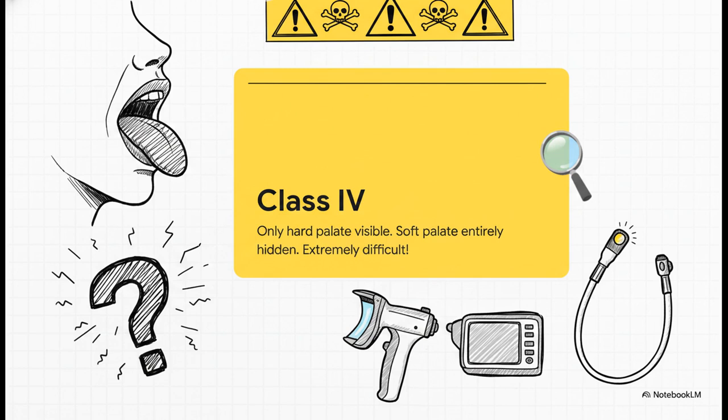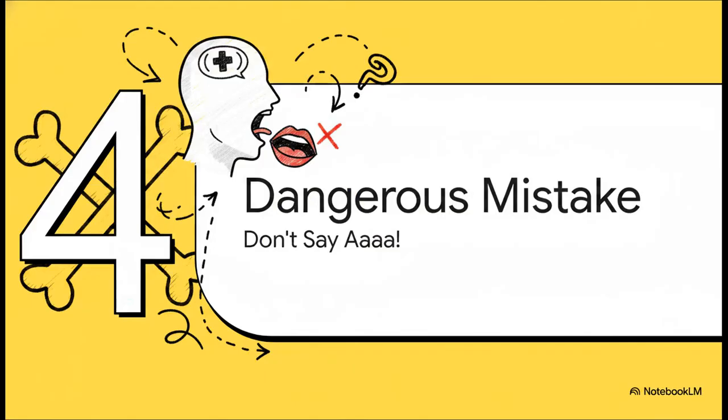When you look in the mouth, the soft palate is entirely swallowed up under the massive base of the tongue. Literally only the hard palate is visible. This alerts you right away that even the epiglottis might be totally invisible during the procedure. At this stage, standard intubation is probably going to fail, and you will urgently need specialized gear like a videolaryngoscope or a bronchoscope.